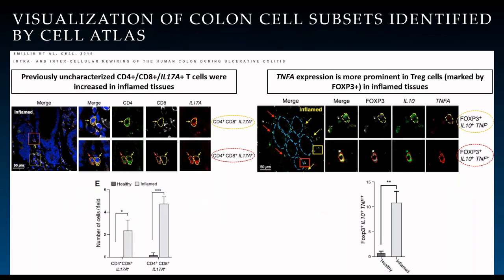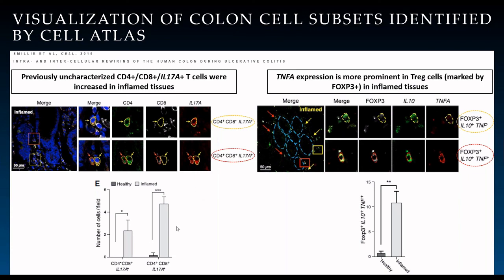In this next example from the same paper, they wanted to study different subtypes of immune cells and visualize them in situ. So again, they designed probes against soluble factors like IL-17A and used antibodies against CD8 and CD4 and compared the expression of these populations between healthy and inflamed tissue.